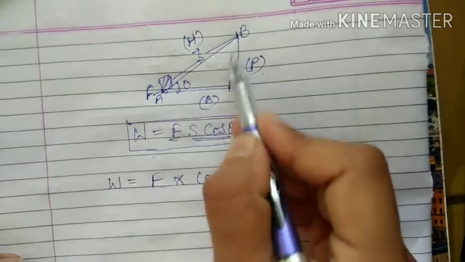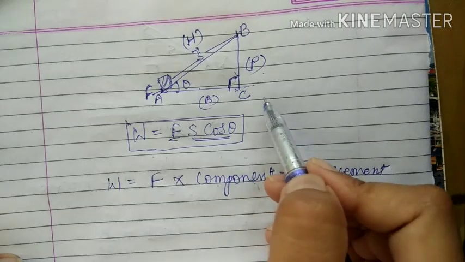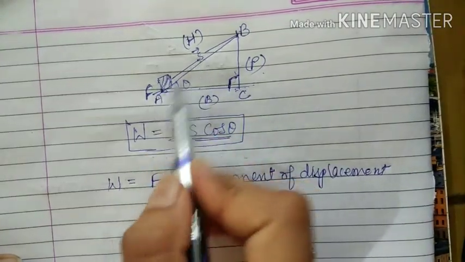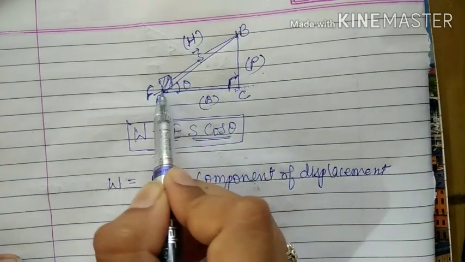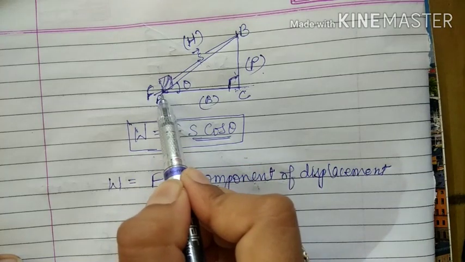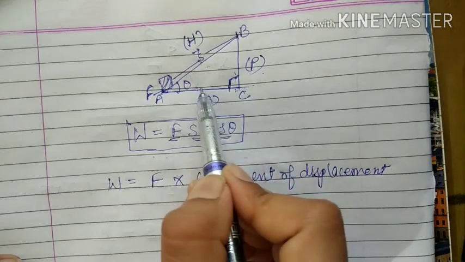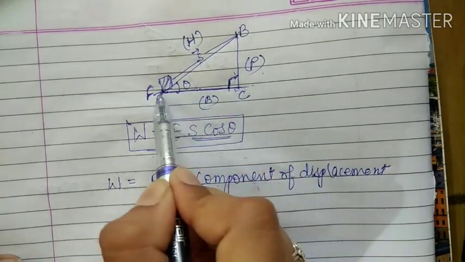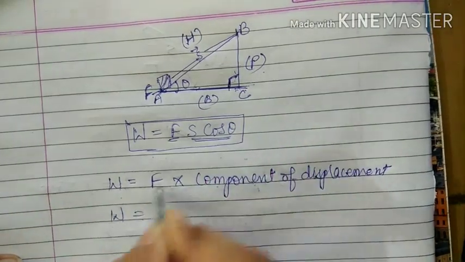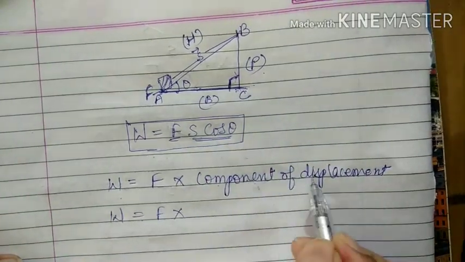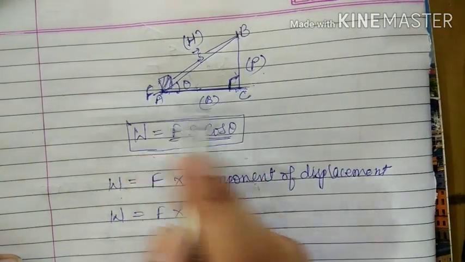Now from this right angle triangle, we will calculate the value of cos theta. We have discussed that this displacement will have two components, one horizontal and one vertical. What we want is the horizontal component of displacement, that is AC. We already have F, and the horizontal component of displacement is AC here.